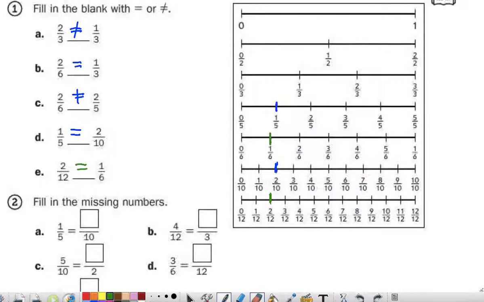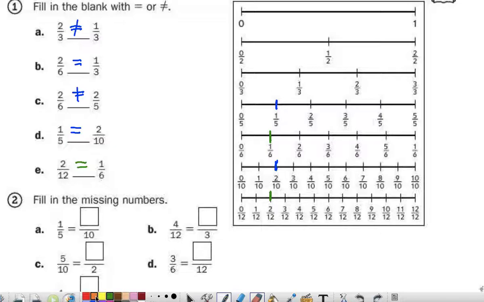Fill in the missing numbers. 1/5 is equal to how many tenths? Here, 1/5 would be equal to 2/10. Letter B, 4/12, it's right here, is equal to how many thirds? Travel up, 1/3. 5/10 would be equal to how many halves? Here is 5/10. Travel up, equivalent to 1/2.